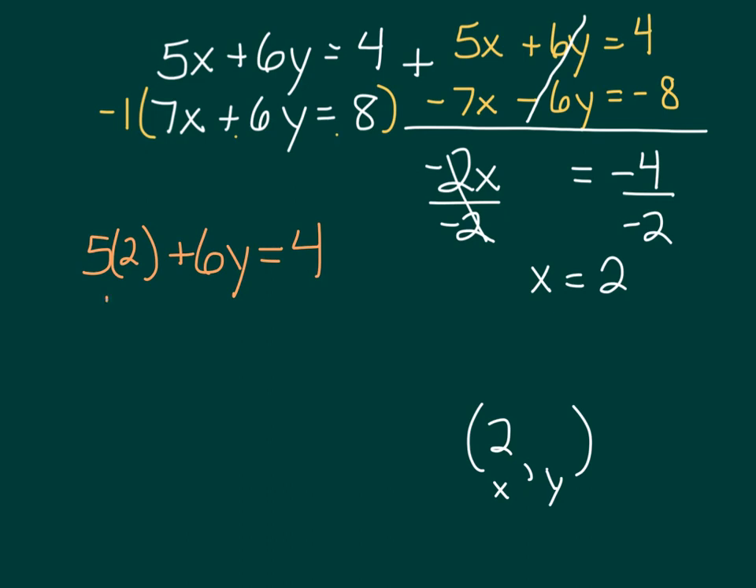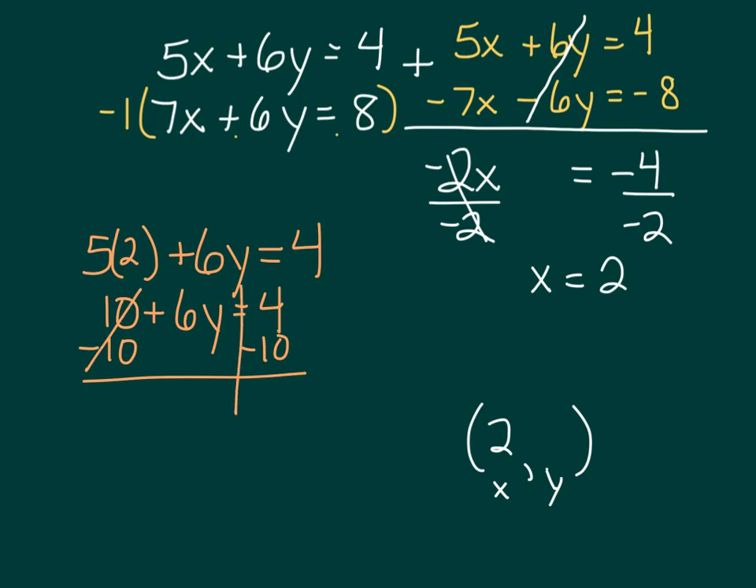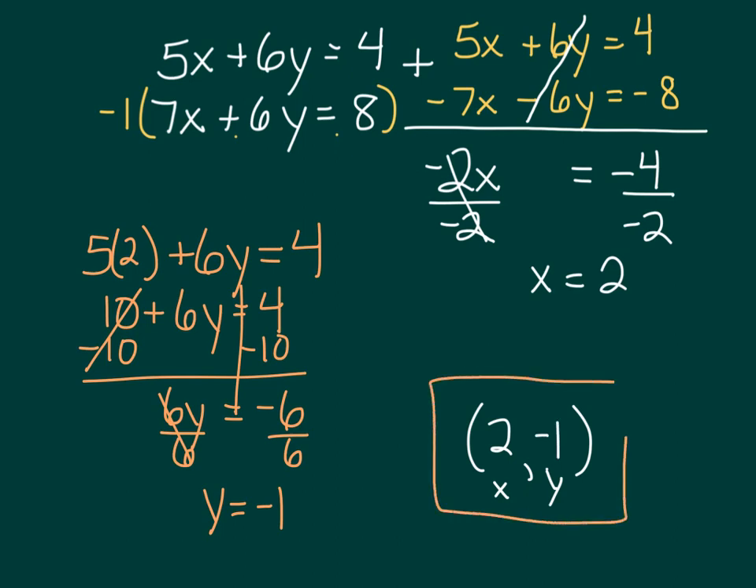Solving for y: 10 plus 6y equals 4. So subtract 10. 6y equals negative 6. Divide by 6, and y is negative 1. There we go, there's my solution: x is 2, and y is negative 1.